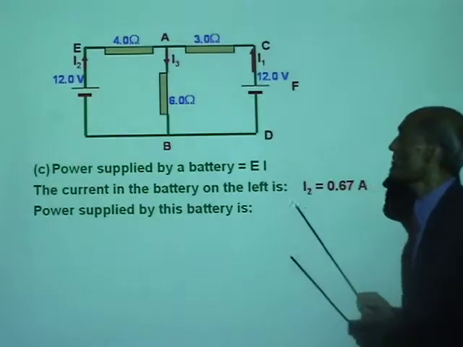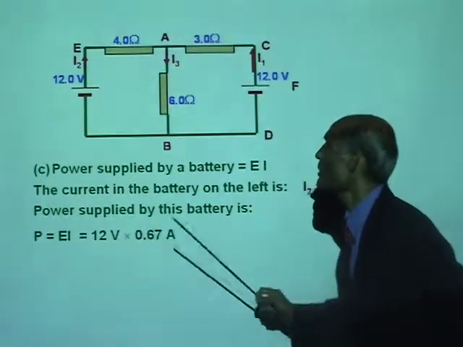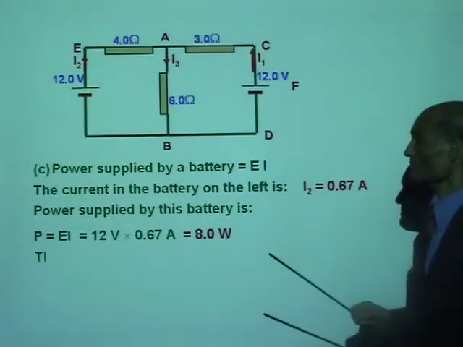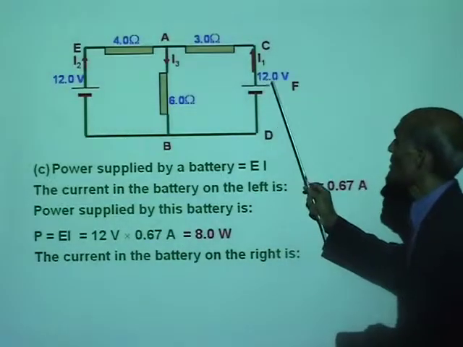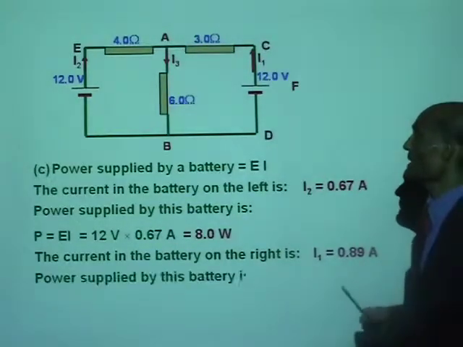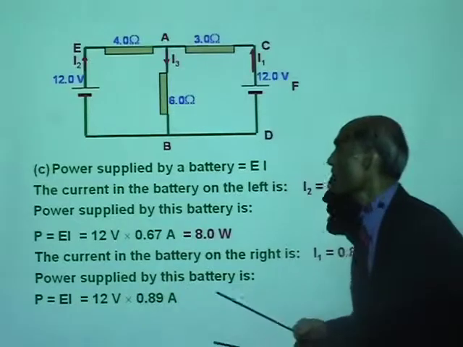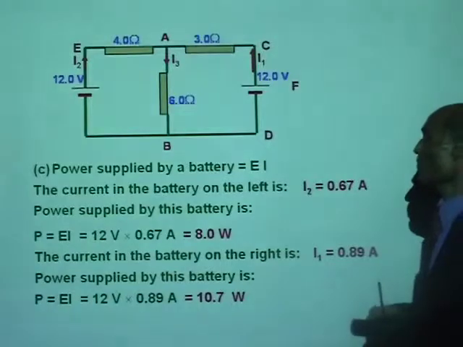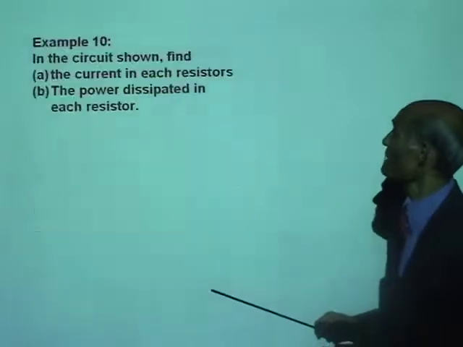Therefore, power supplied by this battery is P equal to EI. That will be 12 volts multiplied by 0.67 ampere. That is 8 watts. And the current in the battery on the right side is I1. That is I1 equal to 0.89 ampere. The power supplied by this battery is P equal to EI. That is 12 volts times 0.89. That is 10.7 watt. So we now obtained the power supplied by each of the batteries.